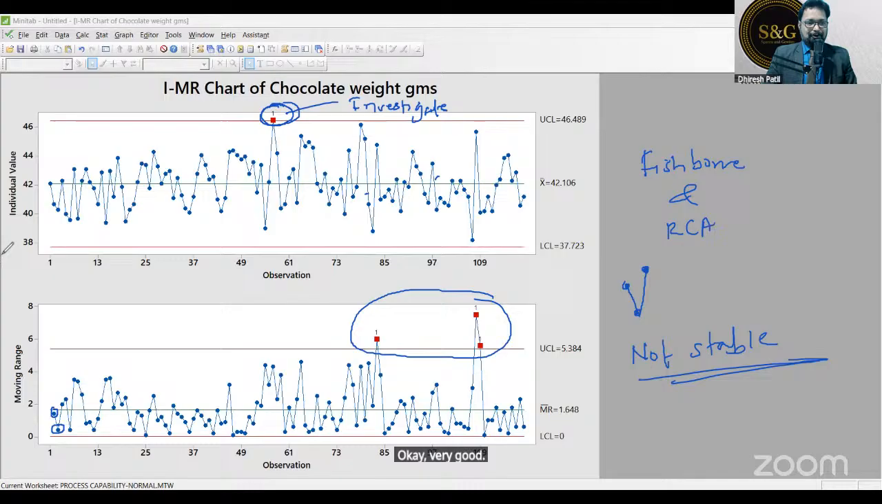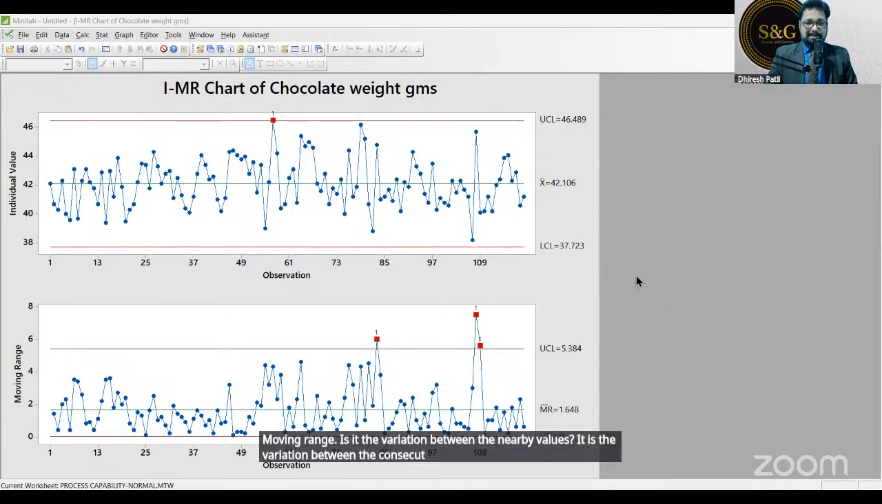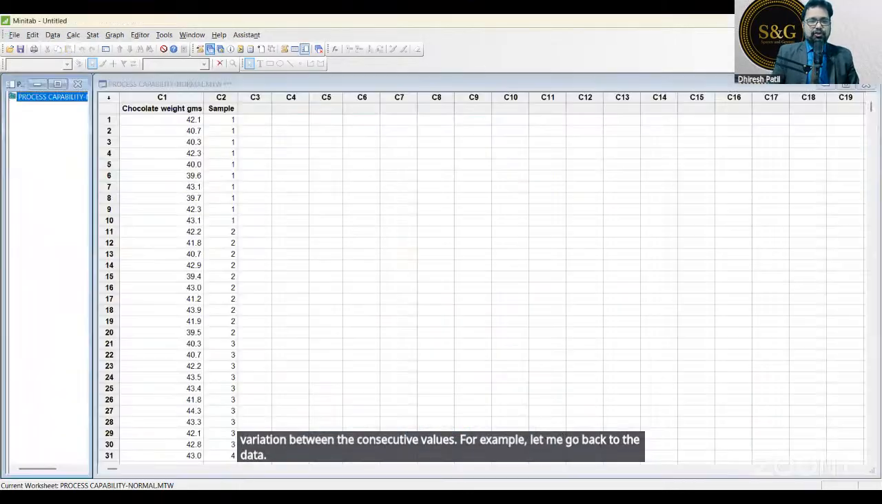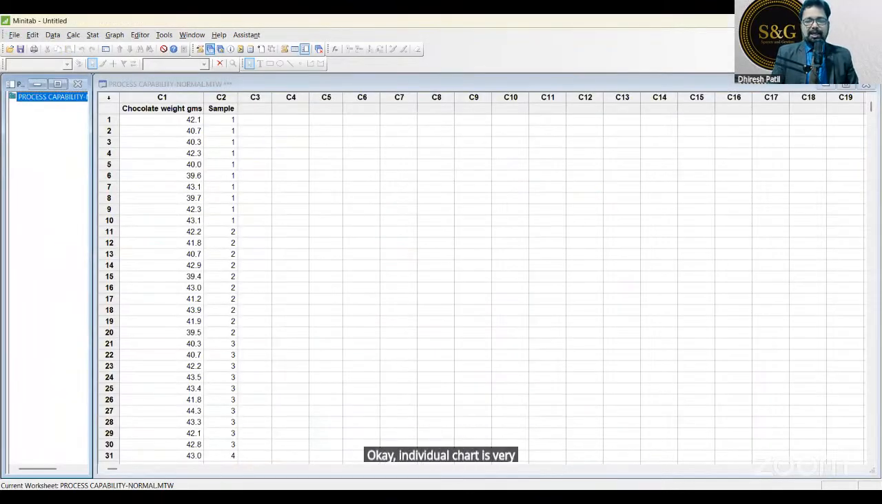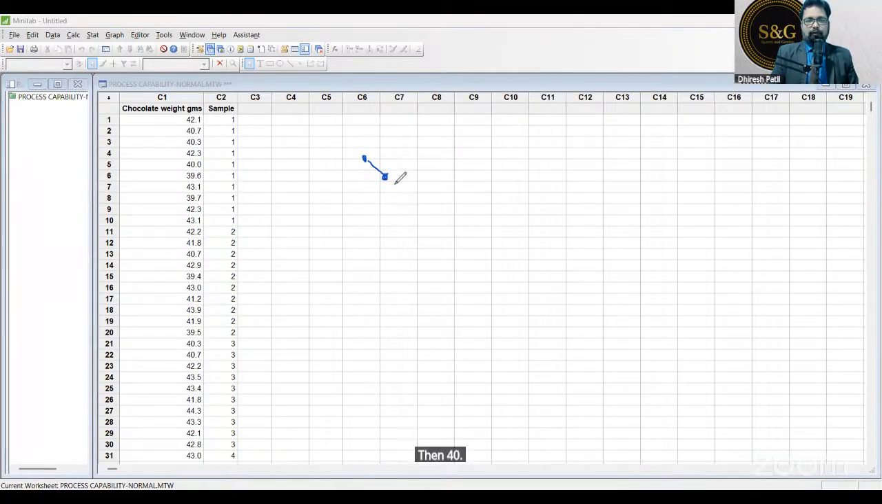Super. So this is about the individual moving range. It is the variation between the consecutive values. For example, let me go back to the data. The individual chart is very simple, which is plotting individual values like 42.1. So it will plot 42.1, then 40.7, then 40.3, like this. It's an individual plot, correct?